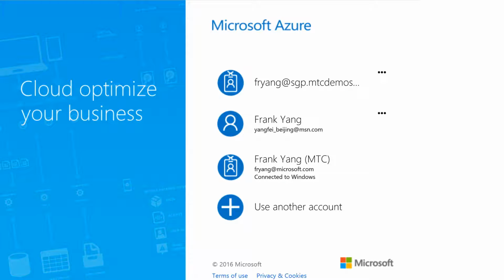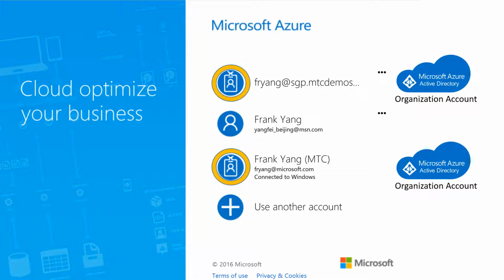Here is a login sample of Microsoft Azure. You can see this email is a personal email using @msn.com. So that is the Microsoft account. Compared with the other two, they have a different logo. Those are the organization accounts. They are using the organization email address to register. So now you understand Azure can accept Microsoft account and organization account at the same time.